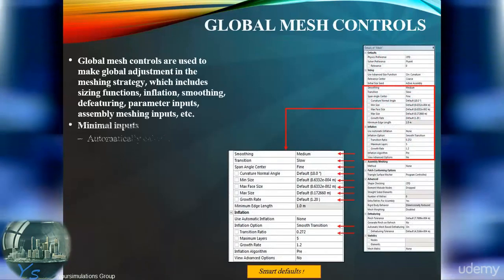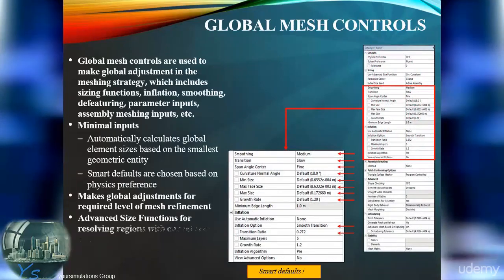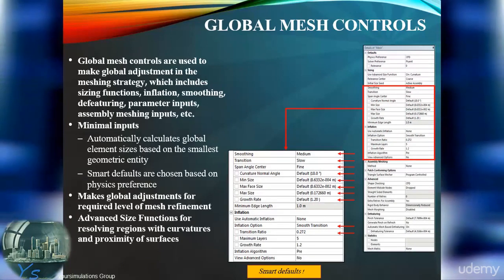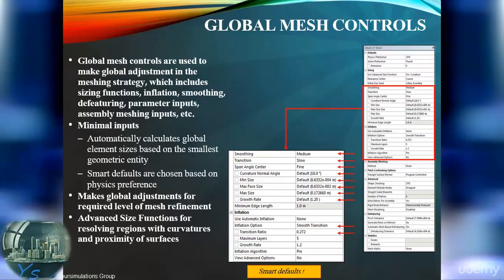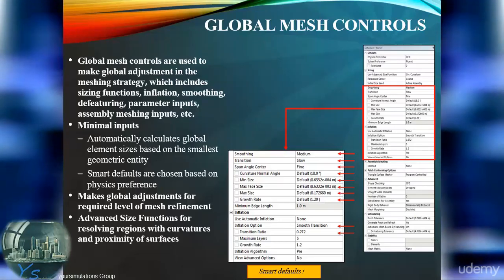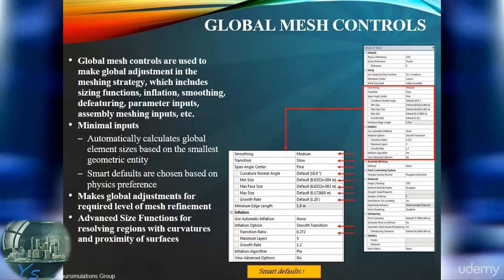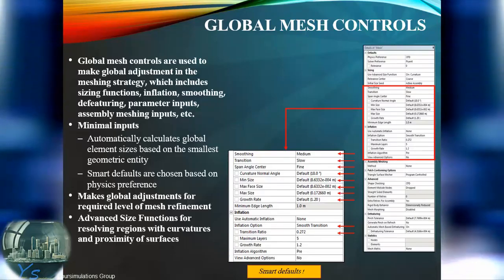The global mesh controls are used for the general mesh settings. There are cases where good global controls are sufficient to mesh a geometry with a good quality mesh, which is ready for simulation. But there are also other cases where local controls are required.